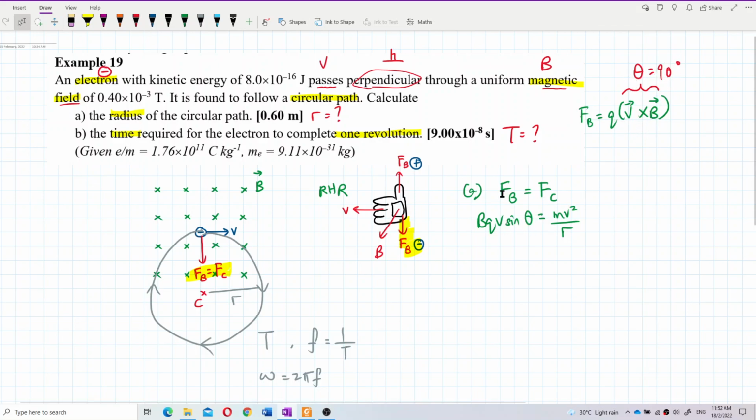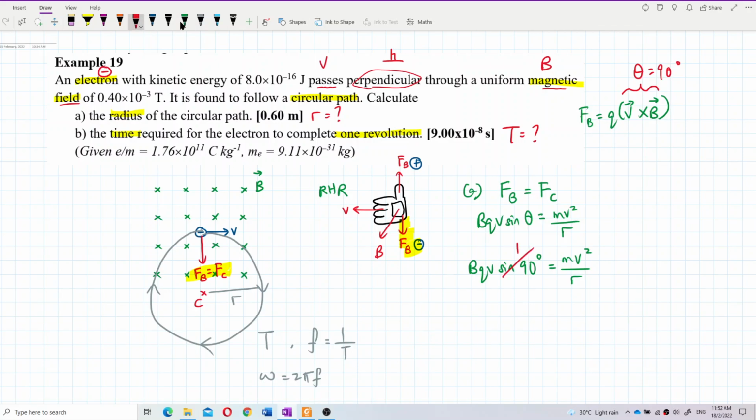So sine 90, okay. So it's BQV sine 90. Sine 90 equals 1, and the velocity squared is no longer there. So rearranging the formula, we get mv over bq. The mv goes to the top, bq goes below, so r equals mv over bq.